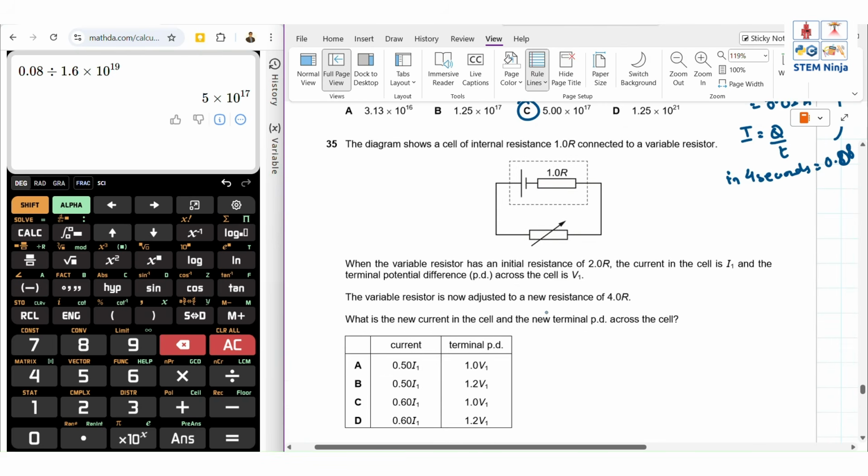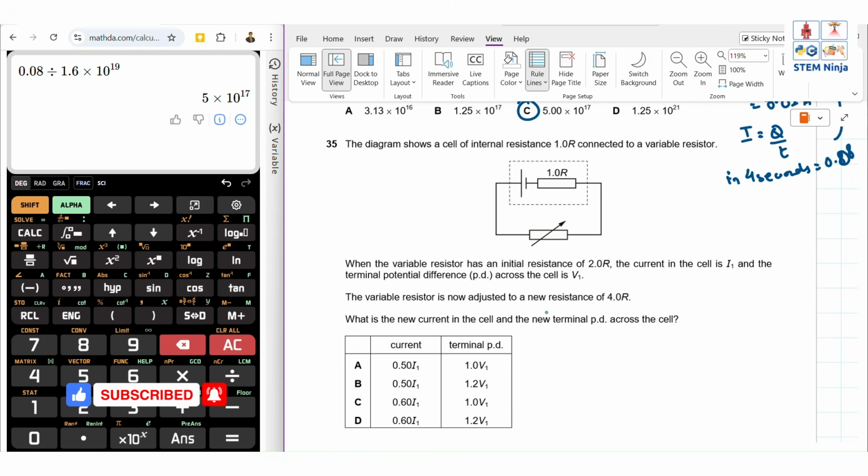The diagram shows a cell of internal resistance 1R connected to a variable resistor. When the variable resistor has an initial resistance of 2R, the current in the cell is I1, and the terminal potential difference across the cell is V1. The variable resistor is now adjusted to a new resistance of 4.0R. What is the new current in the cell and the new potential difference across the cell?